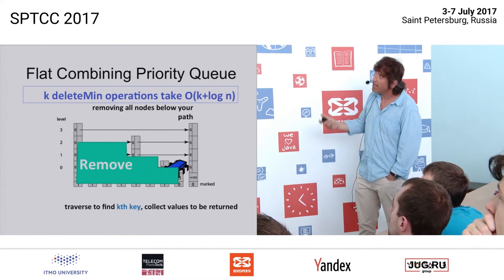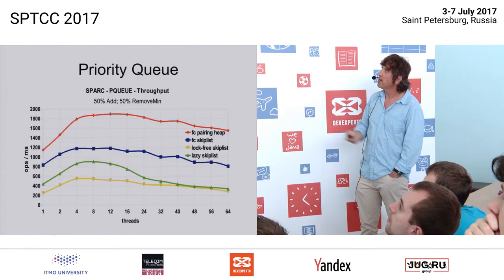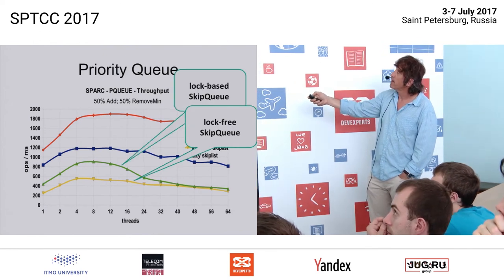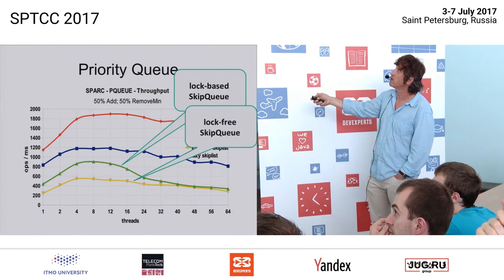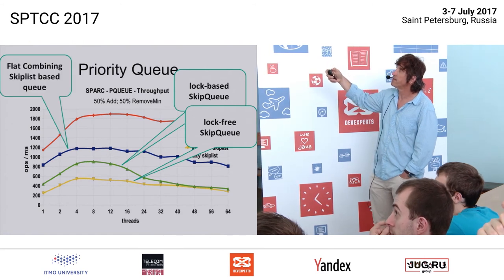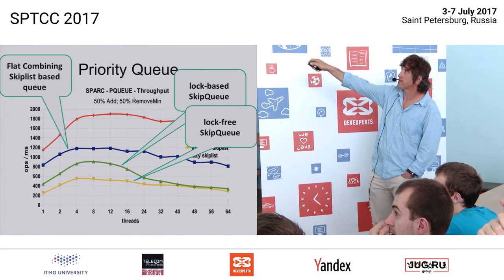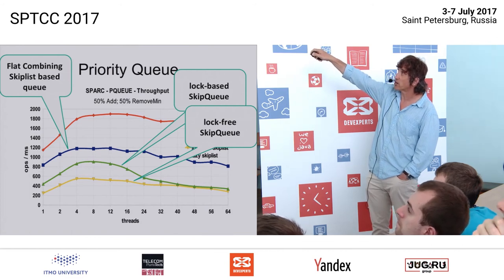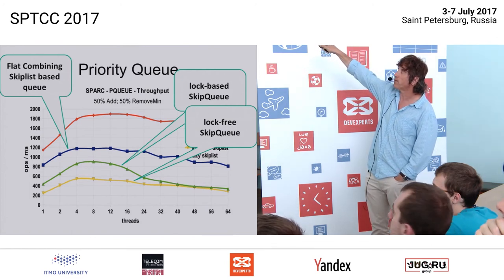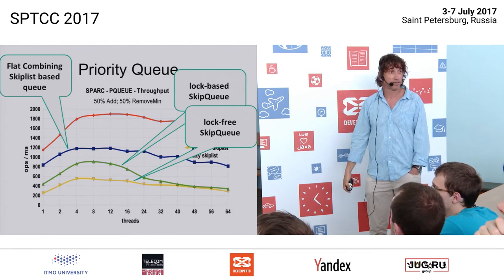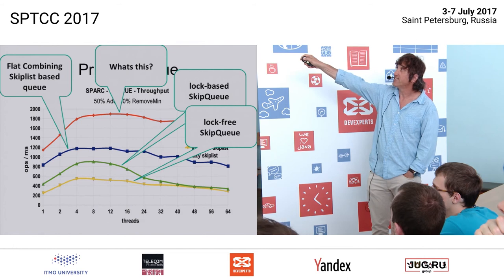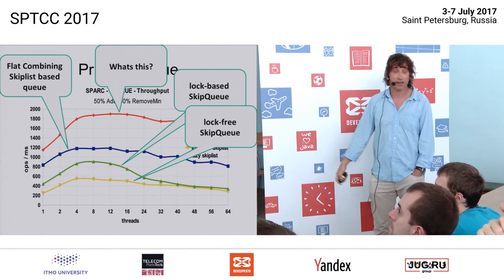And so this intelligent combining, okay, will give you the following. If this is a lock-free skip queue and this is the lock-based skip queue, this would be the flat combining skip list-based queue. And you can see, even though it's sequential while these guys are concurrent, it's outperforming them, okay? And what's more amazing is this thing. What is this red thing up here?